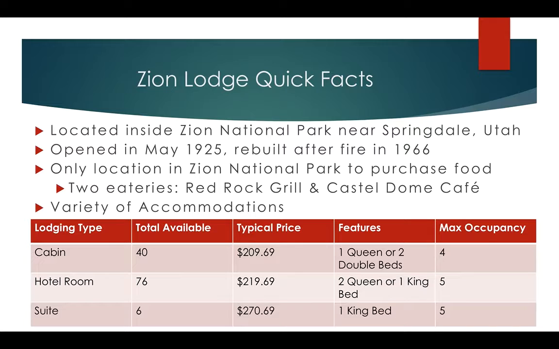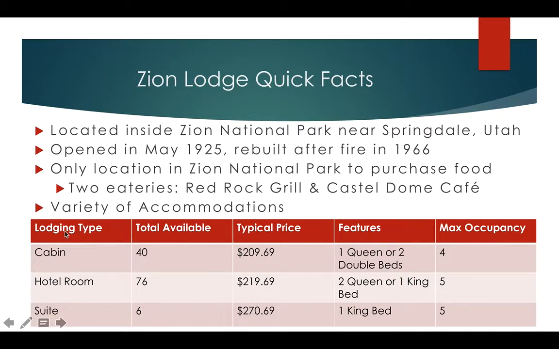So some quick facts about the Zion Lodge. Again, it's located inside the national park in Springdale, Utah. It's been open for a number of years, and it was reconstructed after a fire in 1966. Since then, it's had about the same number of rooms. It is the only location in Zion National Park where you can purchase food. It has those two eateries listed here, and it's the only licensed concessionaire, which means it's the only place where you can rent a room to stay inside the national park, and those are all federally regulated.